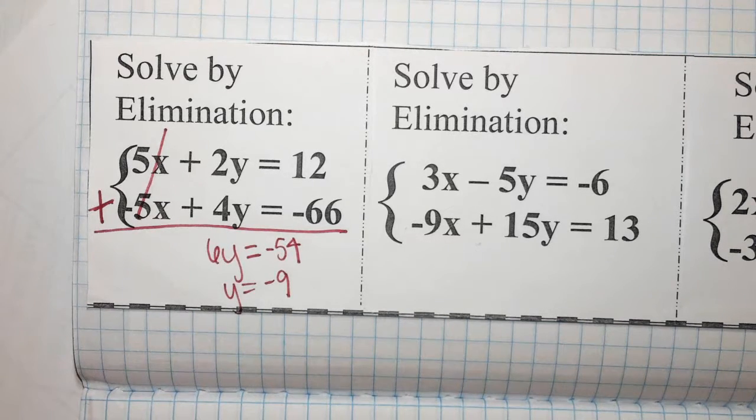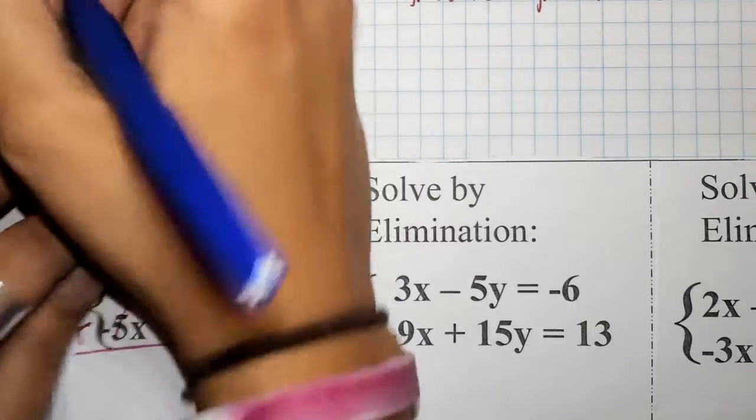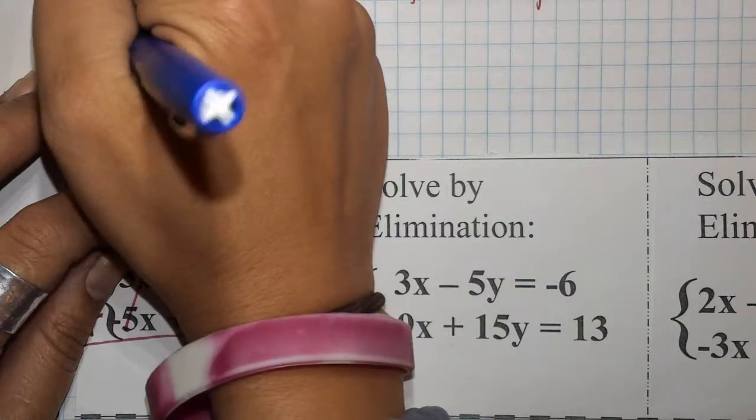Now, how many answers do we have to have for a system? 2 answers. That needs to be the next little note that we write at the top. We still must have 2 answers. How do you do that?